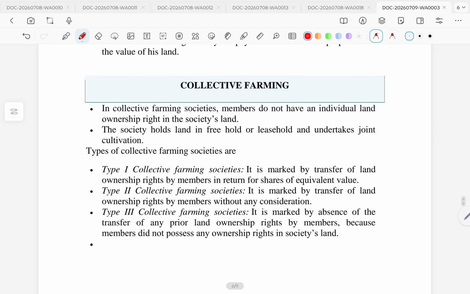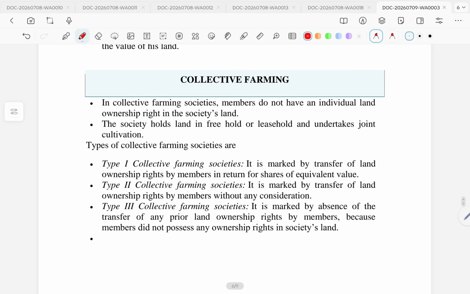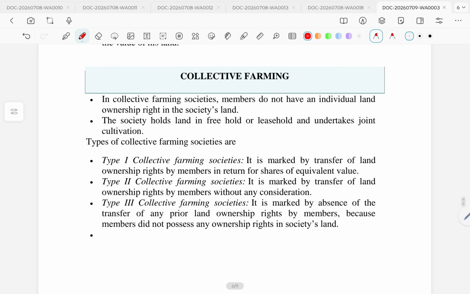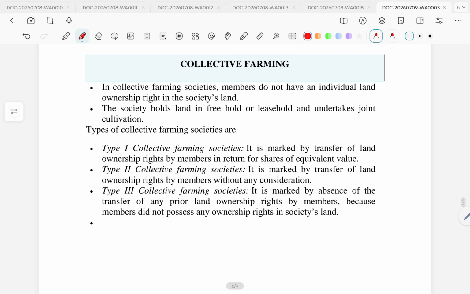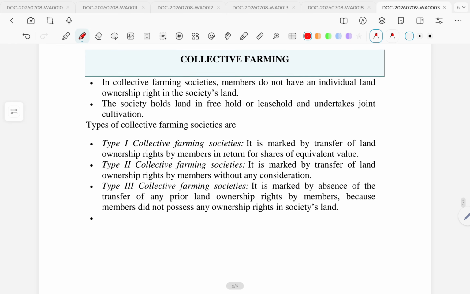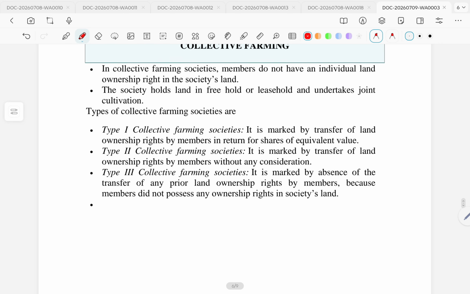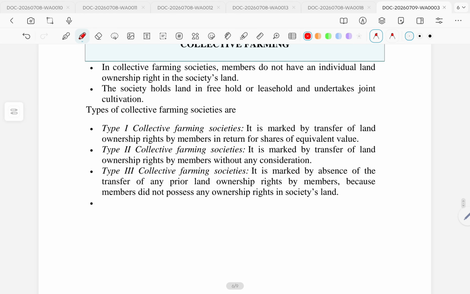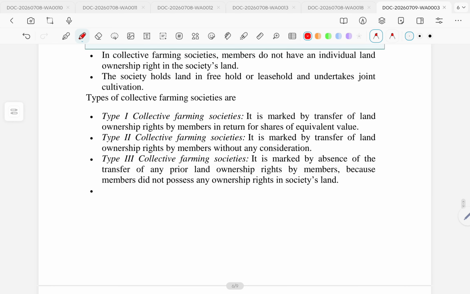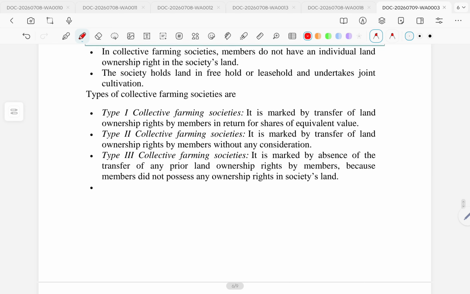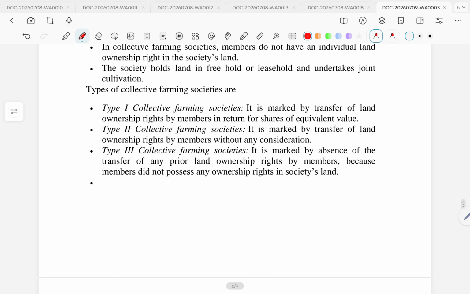Collective farming. In a collective farming society, members do not have an individual land ownership right in the society's land. The society holds land in freehold or leasehold and undertakes joint cultivation. Types of collective farming society: type first collective farming societies are marked by transfer of land ownership right by members in return for a share of equivalent value.